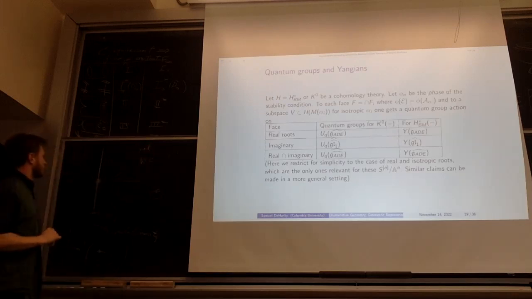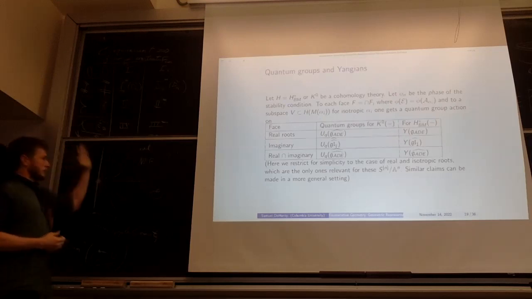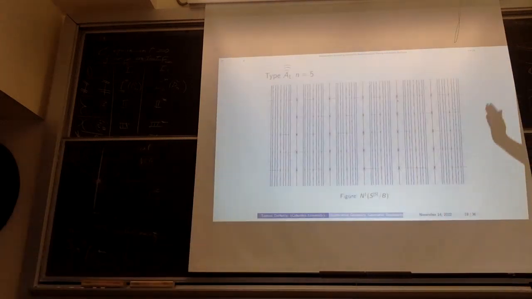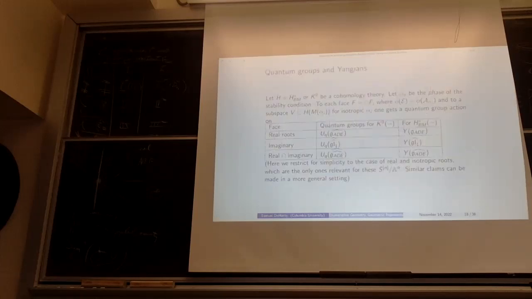In that picture, all of the walls that aren't strictly vertical correspond to real walls. So in this picture, for example, all of our vertical walls are imaginary, everything else is real. We get actions on cohomology associated to all of the... No, it's not minus two, it's some other number, but whenever it's negative, it corresponds to a real wall.